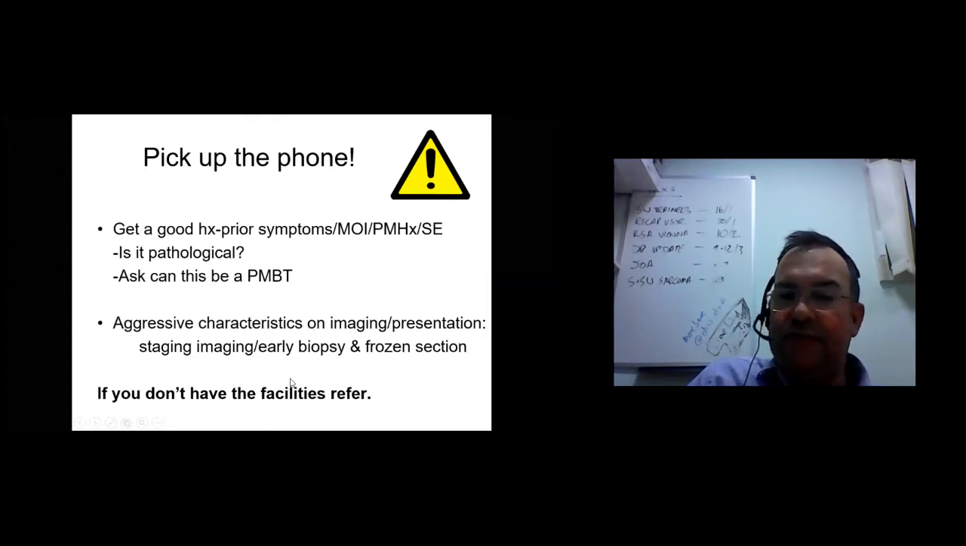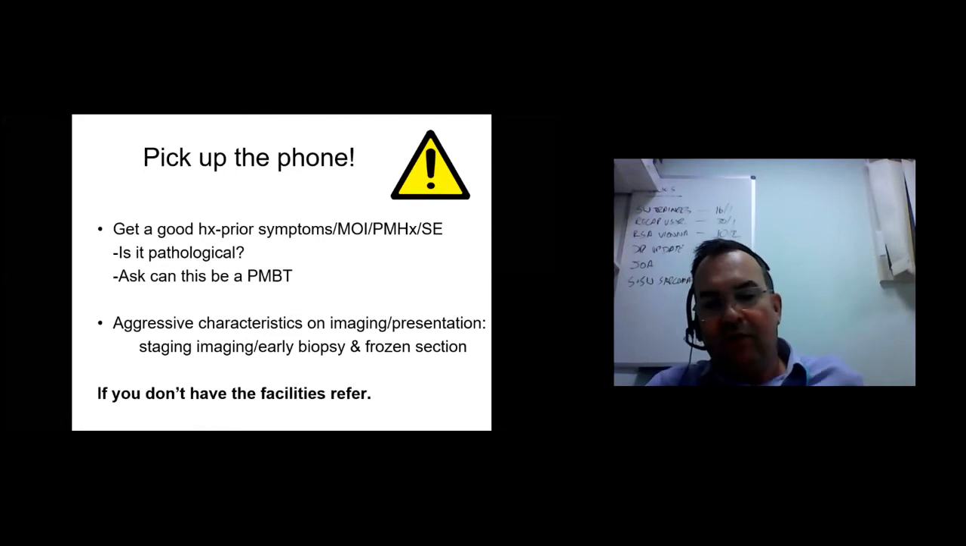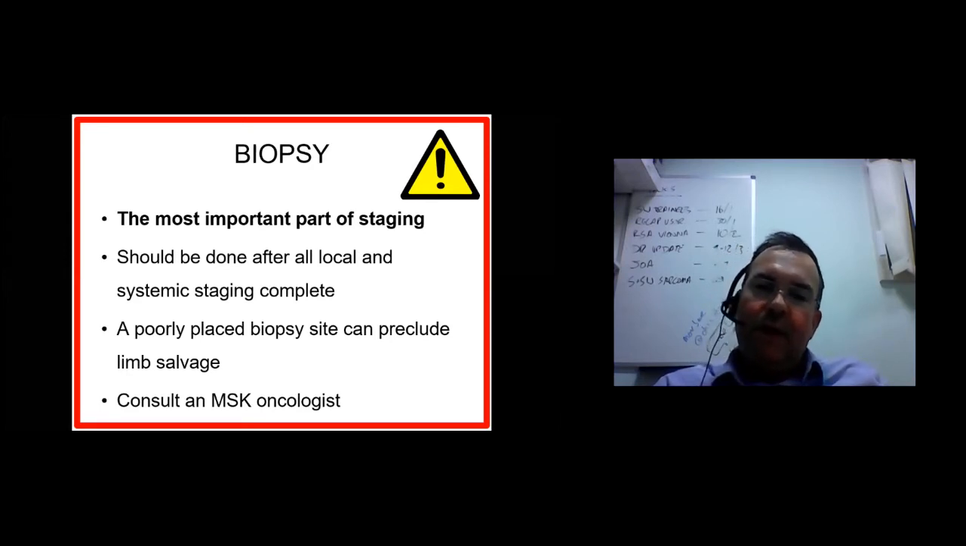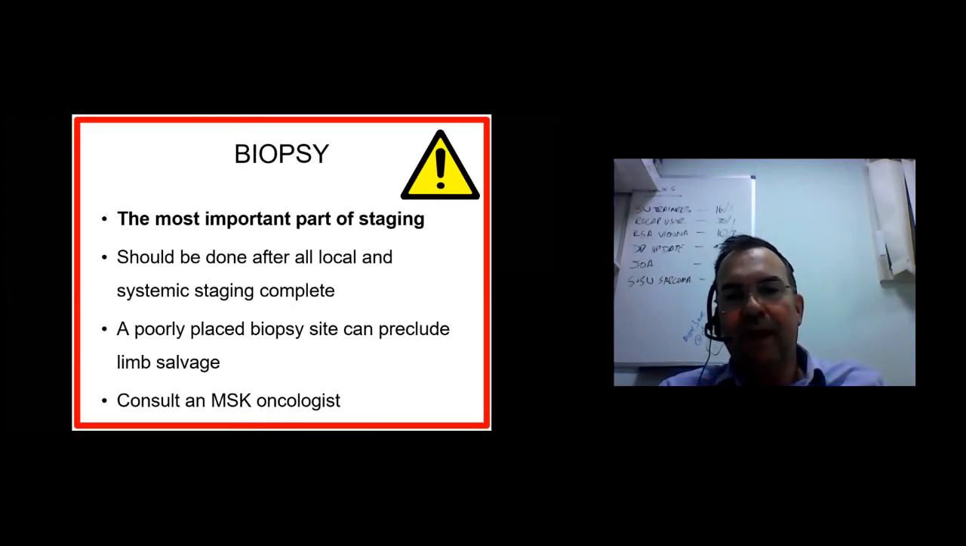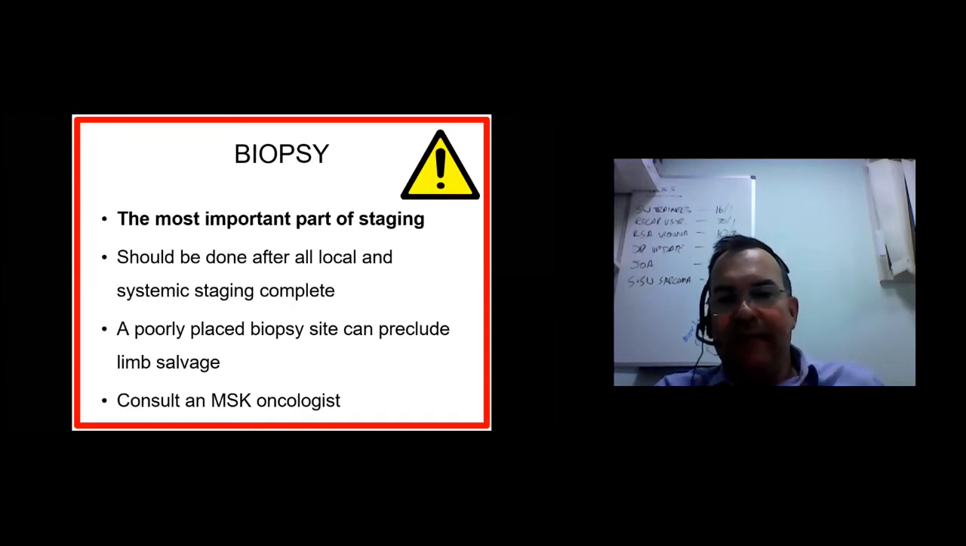If you don't have the facilities, then refer. All of the units across the UK are ready and willing and able to accept these referrals from the more peripheral units. Now, what about biopsy? You're almost certainly going to get asked about this. So this is a real chance to score a 7 or an 8 in the Viva section. Biopsy is the most important part of staging, and this will be done after all of the local and systemic staging is complete. Most importantly, a poorly placed biopsy site can preclude limb salvage.